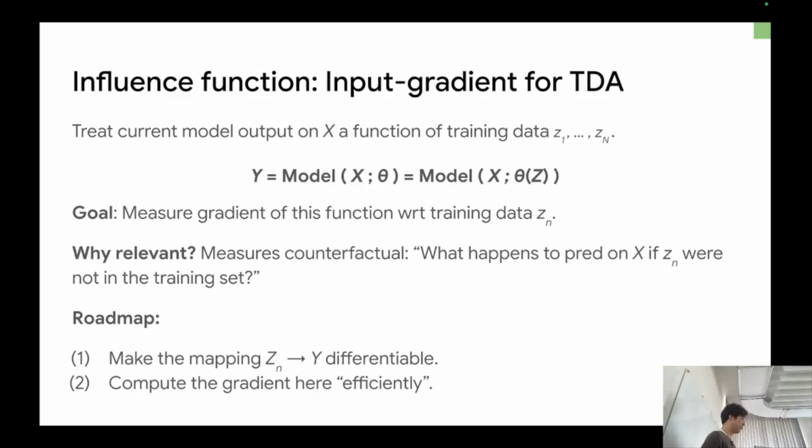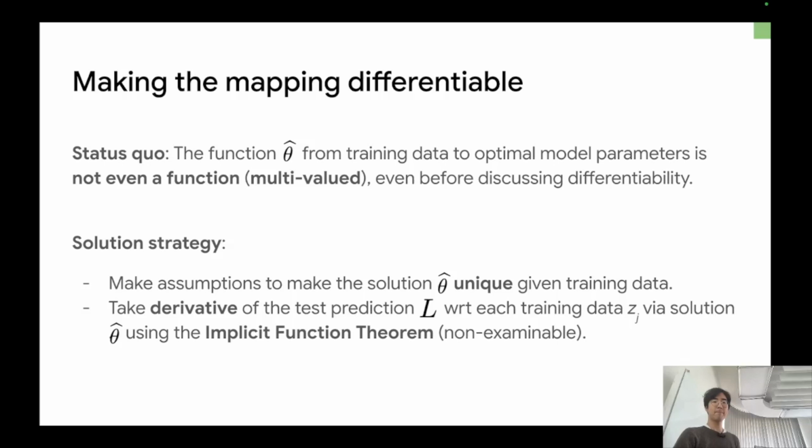First things first, the mapping is not a function, as I said before. It's actually multi-valued. Given a training set, there may be multiple possibilities for the solution in general for deep learning, right? Depending on where you initialize the SGD steps, you may end up with a different solution.